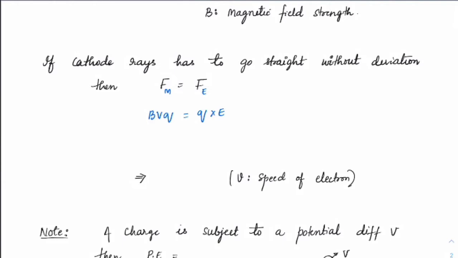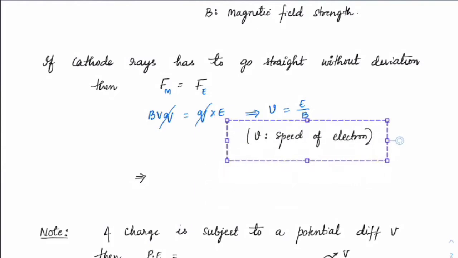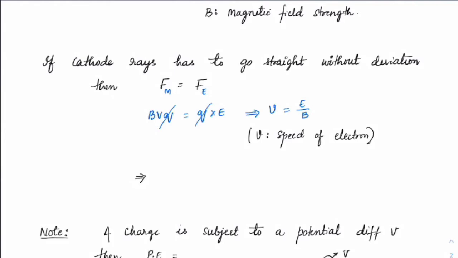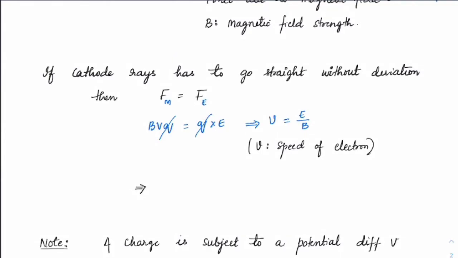Now from here you could see this q and q would get cancelled. We will get the speed of the electron, or speed of these particles, is equal to E by B, where V is the speed of this electron. I guess all of you understood so far. This was directly asked in JEE, like what exactly is the speed of electron in terms of electrical field and magnetic field. So that way you should be able to understand where it comes from.